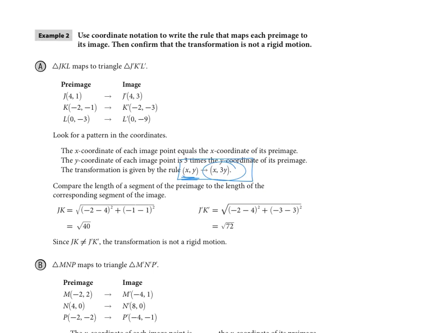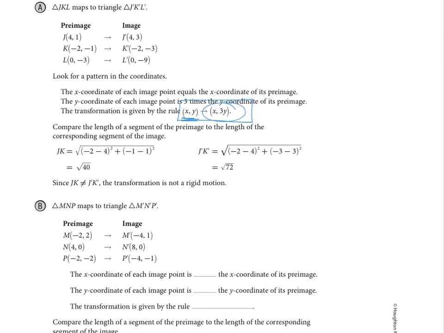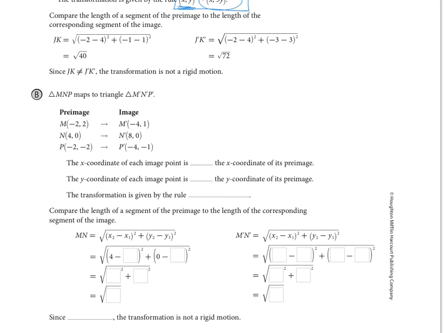Let's see if we can do part B. Part B says pre-image MNP. Let's see what happened. Between (-2,2) and (-4,1), what happened? -2 became -4. That almost looks like it doubles. Let's see if that works for N. 4 became 8. Yep, that doubled. -2 became -4. Okay, good. So that seems to be our rule here, that the X coordinate of each image point is twice the X coordinate of the pre-image, or 2 times.